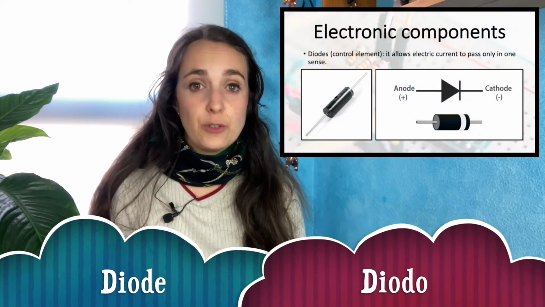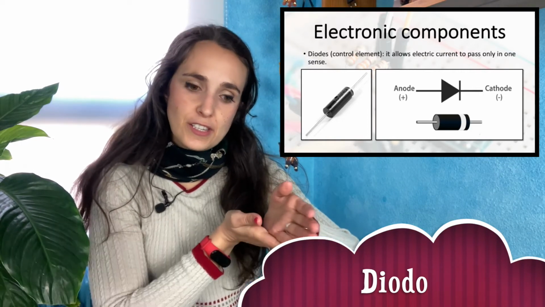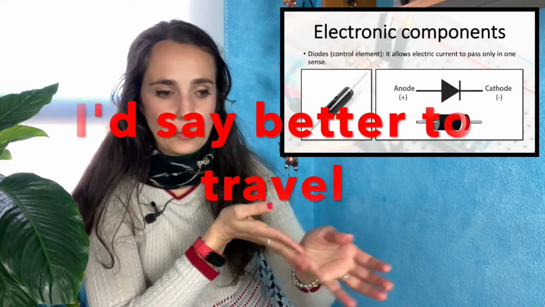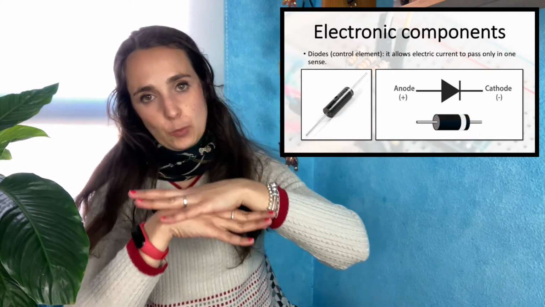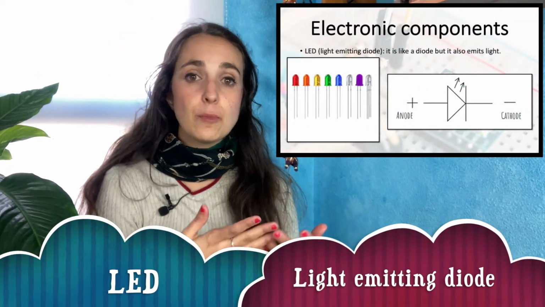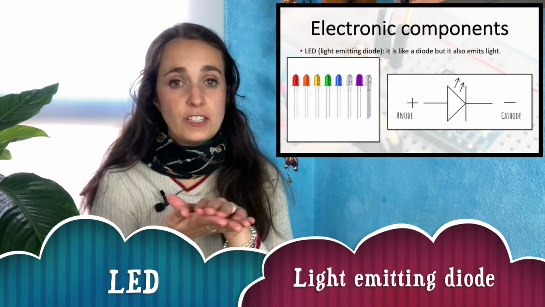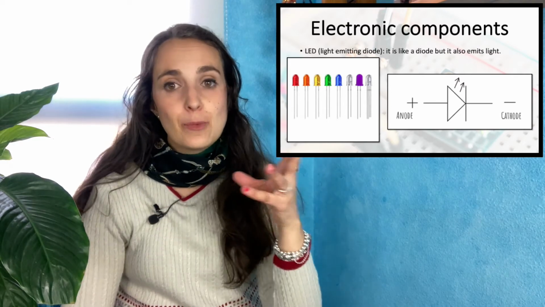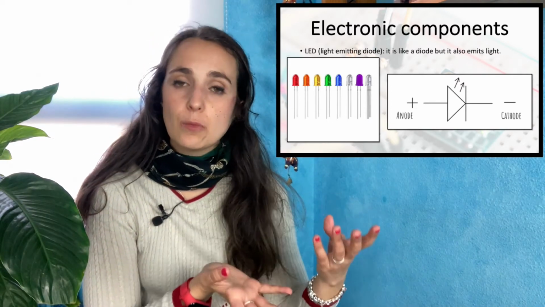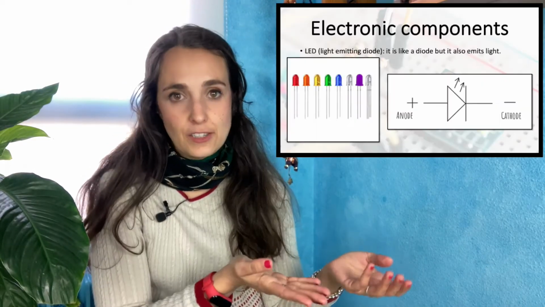Then we have diodes, and diodes are components that make all the electricity go in just one direction in the circuit, from the anode to the cathode, and the electricity can't go back in that part of the circuit. A special type of diode is the LED, and LEDs are diodes that emit light when electricity passes through them. Actually, every light bulb is changing, and we are now using more LEDs because they are more economical. But they are not really light bulbs, they are diodes that emit light, okay?